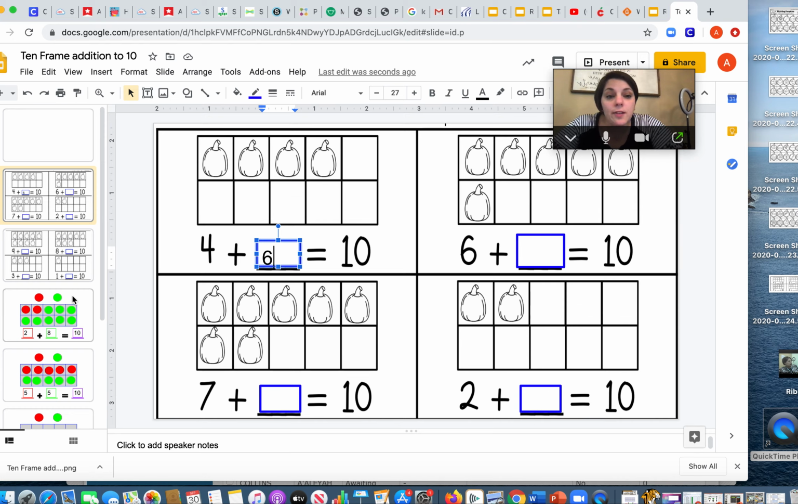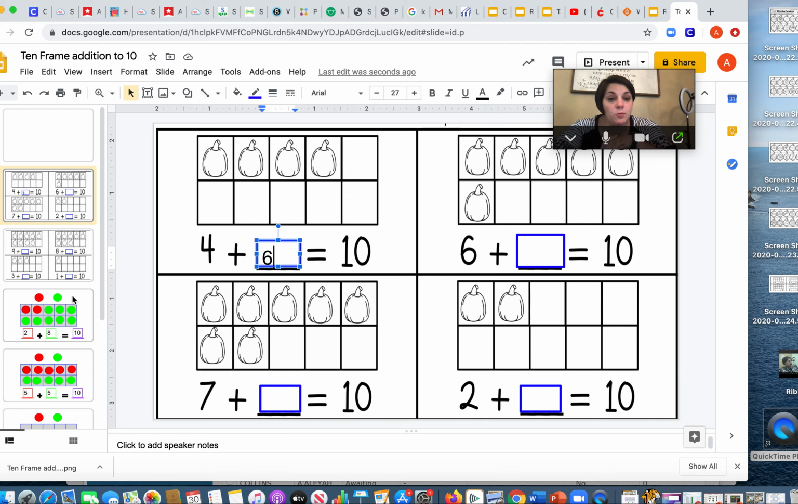You can also work on this on your Rekenrek. You can move over some to see how many are left. So if you moved over 3, how many are left? 7. So 3 and 7 make 10 if I put them all over. So you can play with that.